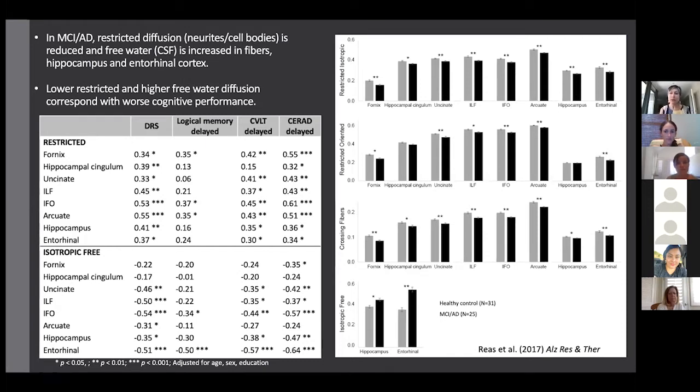So this preliminary data was very encouraging, showing that we were seeing very robust associations between brain microstructure and cognitive impairment, even at the mild stages of Alzheimer's disease.